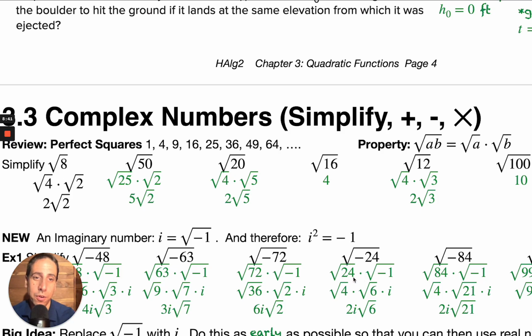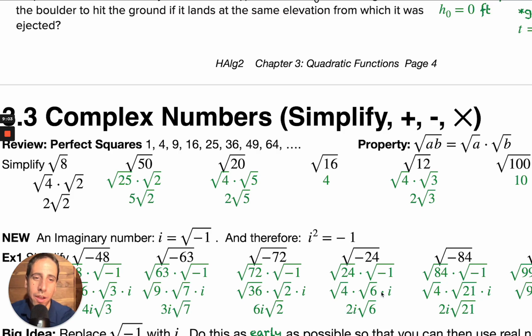And I'm just making one very small change and recopying. Square root of 24 times the square root of -1 is square root of 4 times square root of 6 times i, or 2i root 6. We like to put the radical last so that when you write it this way it's very clear that the 2i is not inside the root and the 6 is.